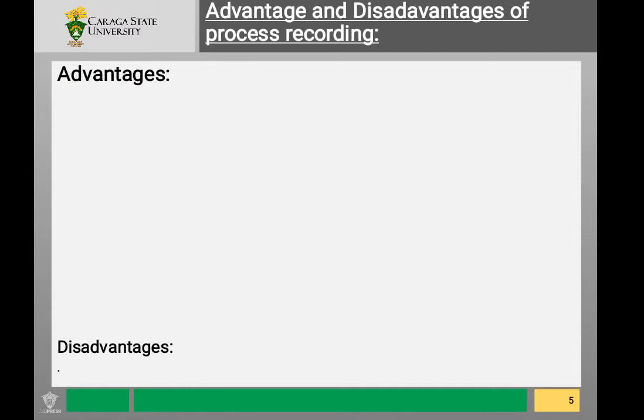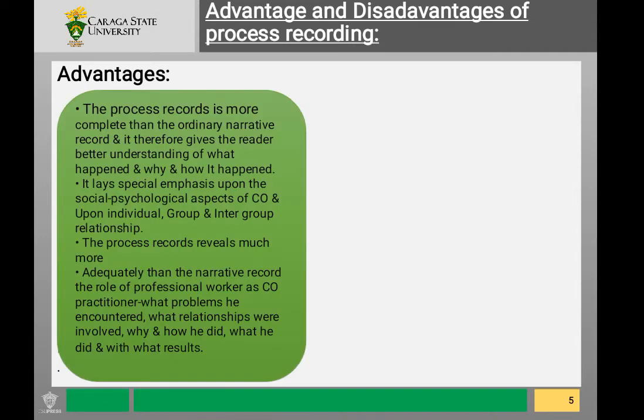The process recording method is very common and very useful, but it has its own advantages and disadvantages. Let us now first discuss the advantages. The process record is more complete than the ordinary narrative record, and it therefore gives the reader a better understanding of what happened and why and how it happened.